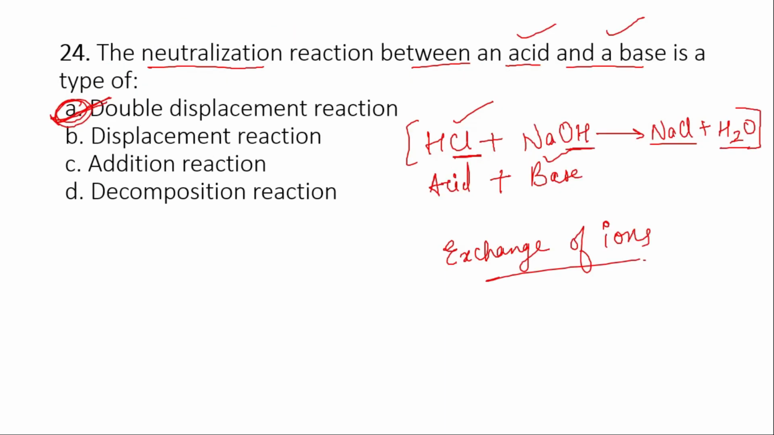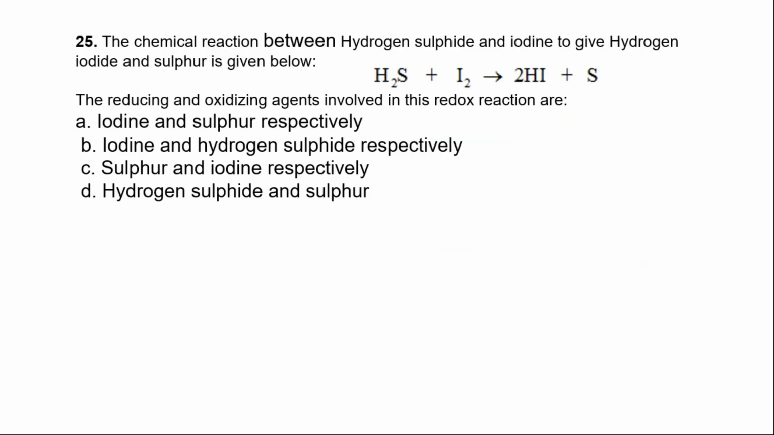Okay. So the next question is the chemical reaction between hydrogen sulfide, that is, this is the chemical reaction given to give hydrogen iodide and sulfur, is given below. So this is the reaction. So the reducing and oxidizing agent involved in the redox reaction, basically यहाँ पे एक reduction oxidation reaction हो रहा है. So you are supposed to identify the reducing and oxidizing agent.